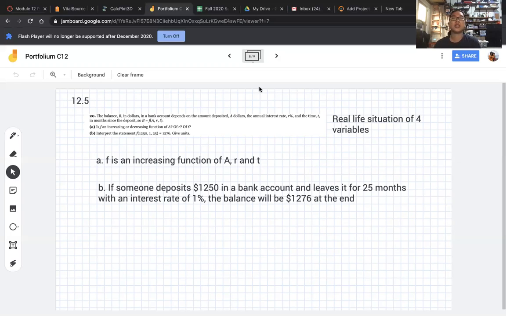So in conclusion, chapter 12 was a nice introduction to three space, and we got to learn how a lot of common concepts in two space connected and changed when we put them into three space.